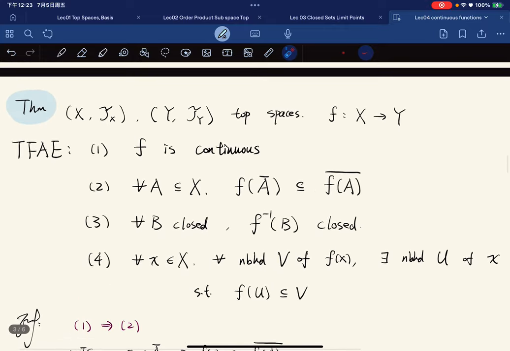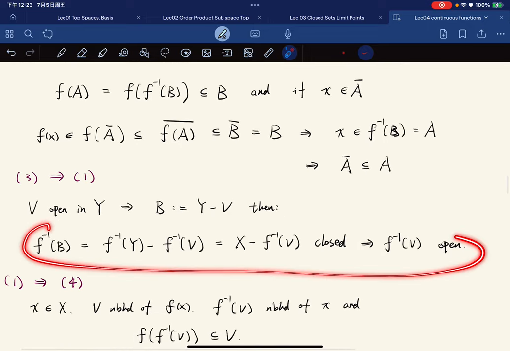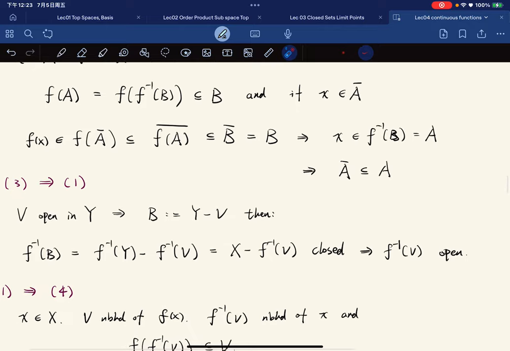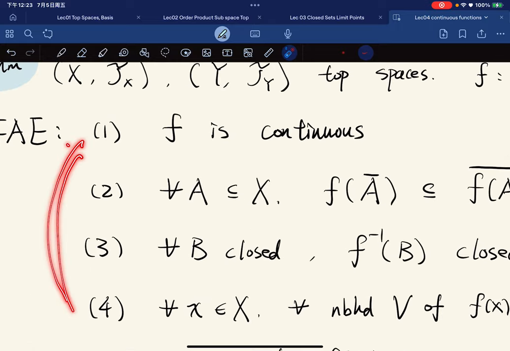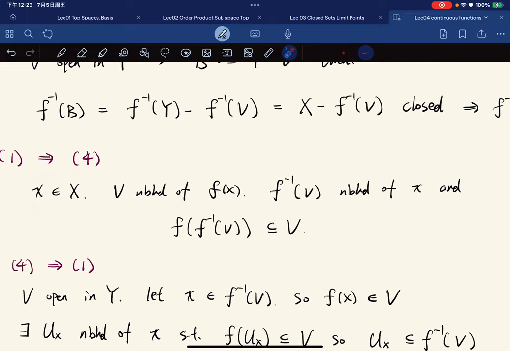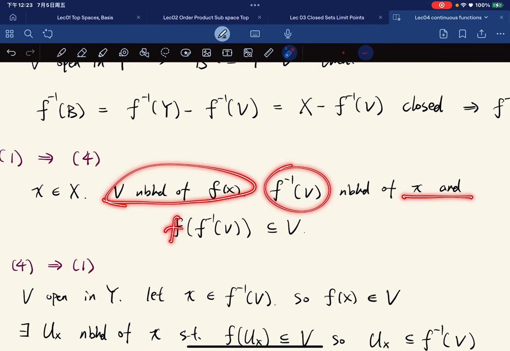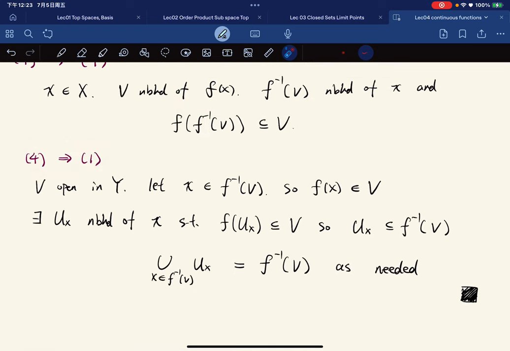Okay, and now we're going to show that 3 implies 1. To show 3 implies 1 is really just by the property of inverse image. And to show 1 and 4 are equivalent, 1 implies 4 is that, for V a neighborhood of f(x), the inverse image is a neighborhood of x. This is our U, and this always holds. So for any neighborhood of f(x), there exists a U neighborhood of x such that f of U is contained in V. And to see 4 implies 1, we can just work with every single point.